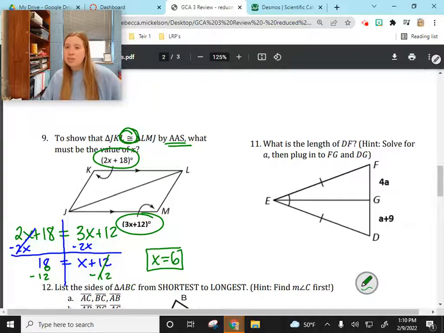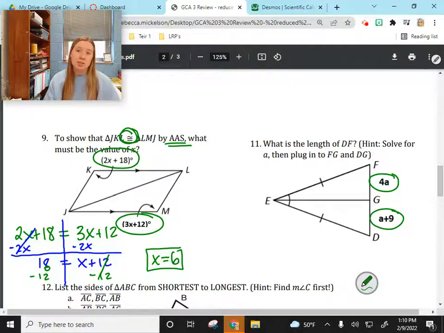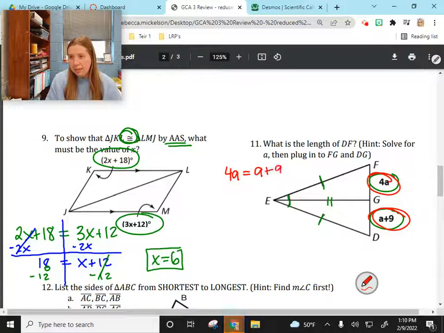And then our next one says find the length of DF. Hint, solve for A and plug it back in for FG and DG. So to solve for A, we got to figure out what the relationship is between these two values right here. And I notice that my two triangles have these markings on them. They have a congruent angle, they have a congruent side, and by the reflexive property, EG is congruent to itself, which basically is just a long explanation for me to say these two values are congruent to each other. 4a equals a plus 9.